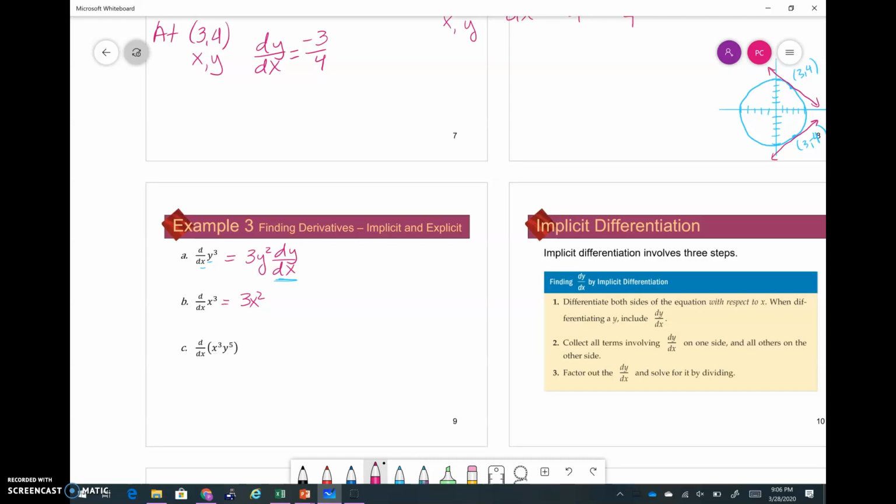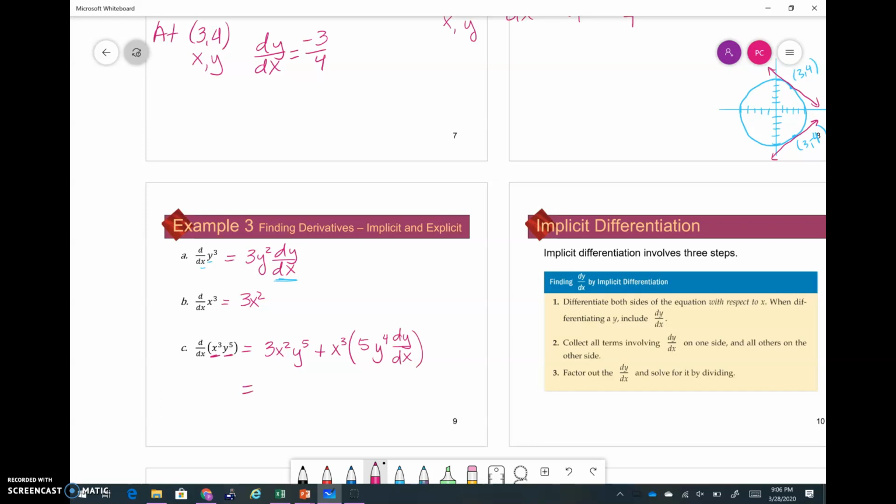Alright, this is going to be a product rule. Your first part is x cubed. The second function is y to the 5th. So when we take that derivative, it's the derivative of the first times the second. So I have 3x squared times y to the 5th. And since I took the derivative of an x, I don't have to add anything on. Plus the first times the derivative of the second. The second would be 5y to the 4th. And then I have to tag on my dy over dx.